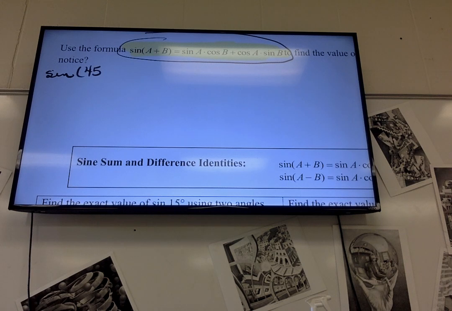Sine of 45 degrees plus 60 degrees. According to this, 45 is A and 60 is B. By the way, we're writing this: sine of 45 times the cosine of 60 plus the cosine of 45 times the sine of 60.